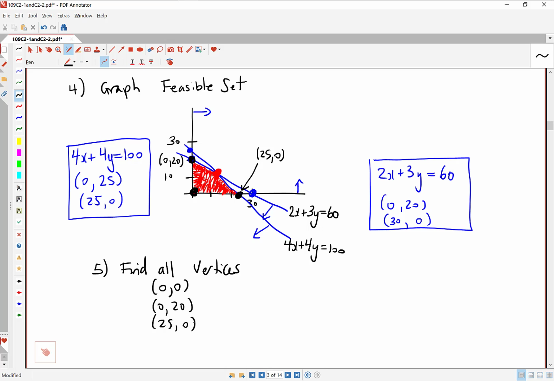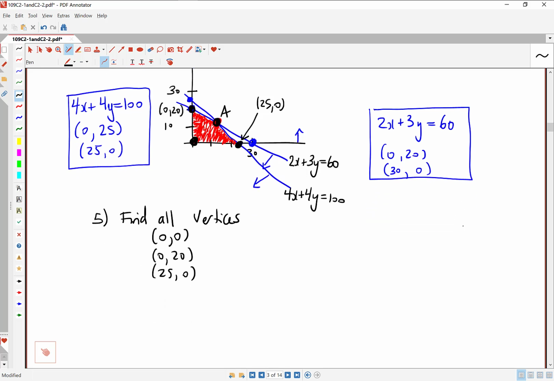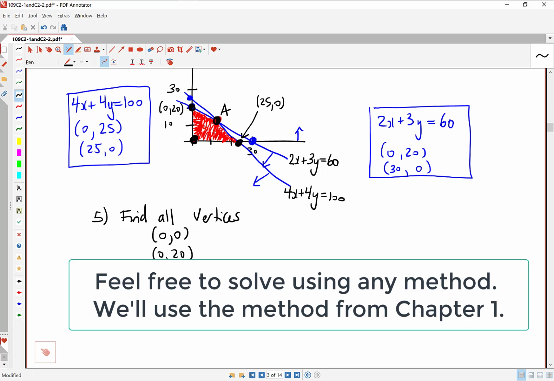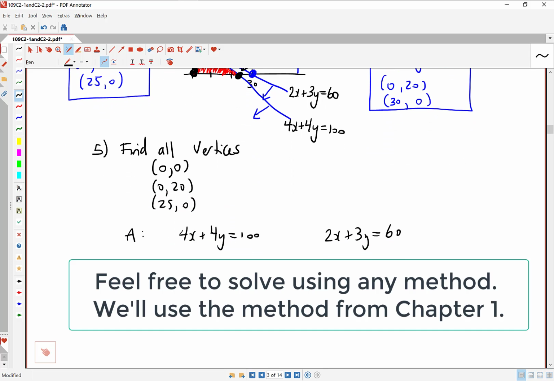And then we've got one vertex that's going to be a little bit more work to find. So if something's going to require some work, usually what I'll do, I'll just give it a name, like let's say that's A. And let's go through all the details of how we actually find A. So what we know about A is that it lies on the two lines, 4x plus 4y equals 100 and 2x plus 3y equals 60. And remember in chapter 1, we did some practice with finding the intersection of two lines. So that's what we're going to be using here.